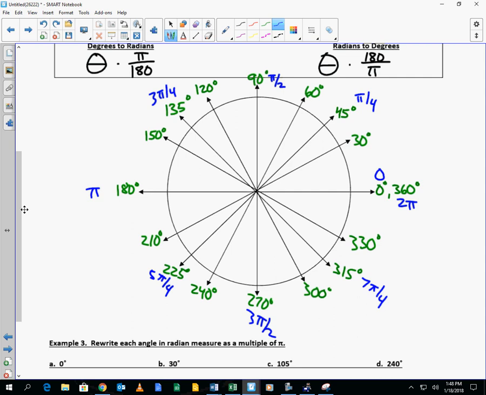All right. Take 180 divided by 3. You get 60. So 60 is pi over 3. Let's count it. 1 pi over 3. 2 pi over 3. 3 pi over 3 is 180. And then I got 4 pi over 3. 5 pi over 3.